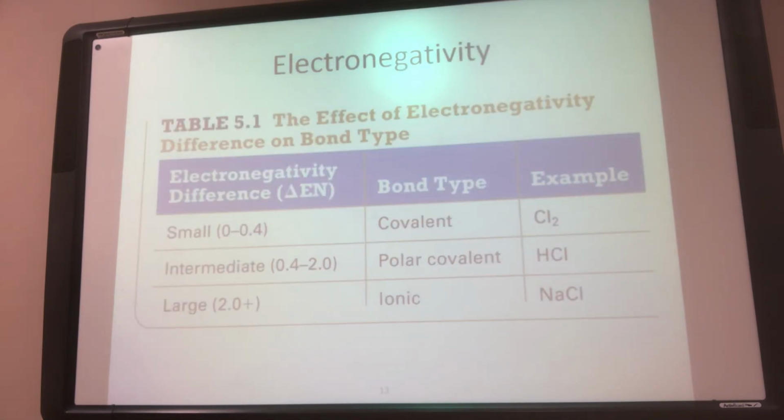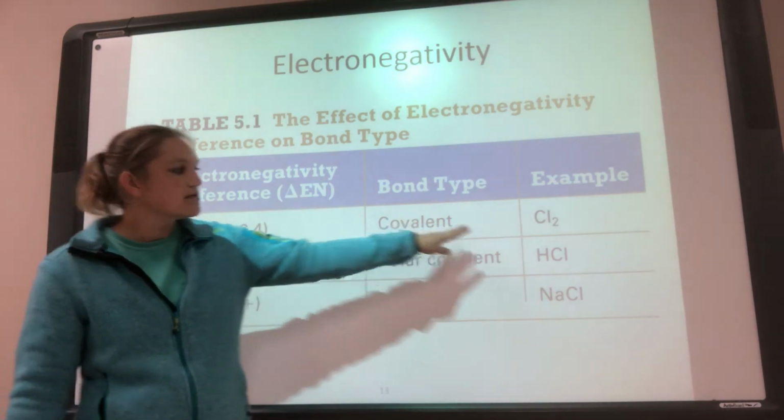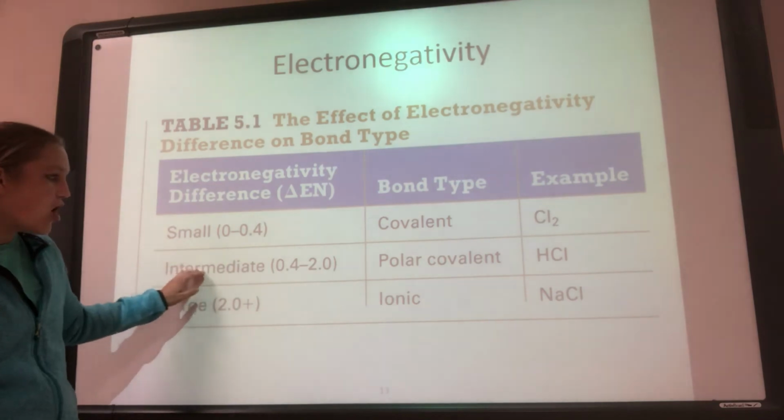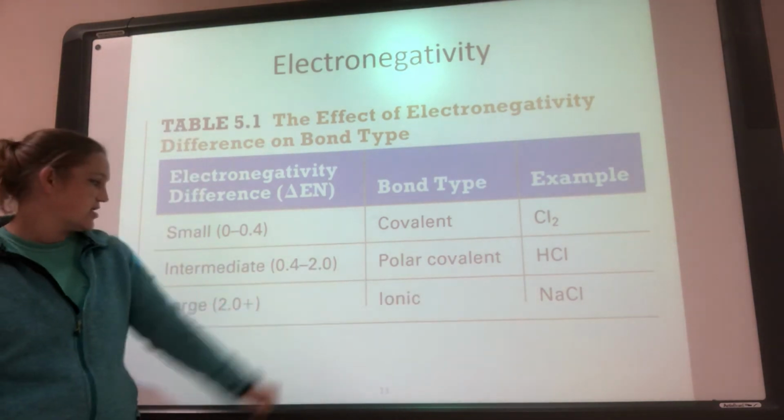So this is just a little bit of a summary table. If it's a small difference, it's covalent or pure covalent, like Cl2. If it's a medium difference, then polar covalent, and if it's a big difference, it's ionic. Okay?